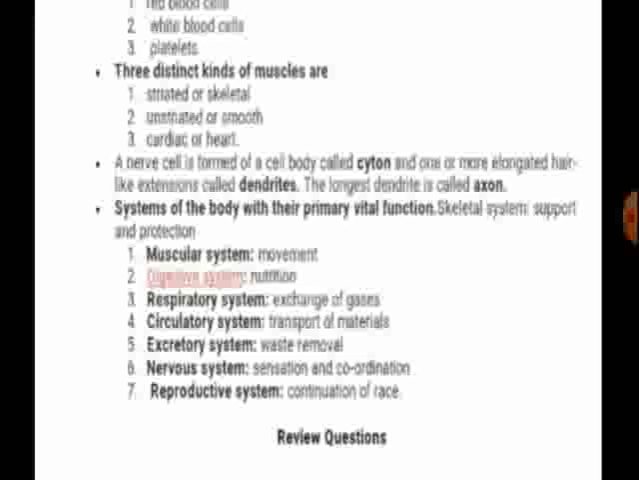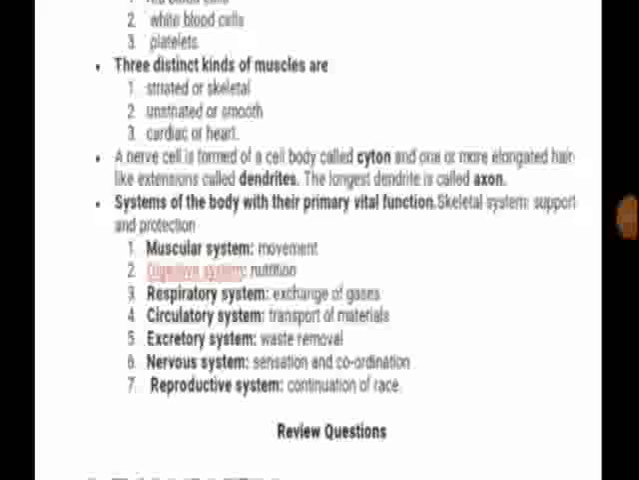Next are the systems of the body with their primary vital functions. The skeletal system supports and protects. The muscular system helps in movement. The digestive system gives nutrition. The respiratory system does the exchange of gases. The circulatory system transports materials, the excretory system removes waste, the nervous system handles sensation and coordination, and the reproductive system ensures continuation of the race.